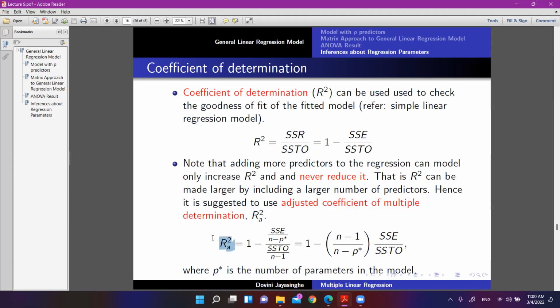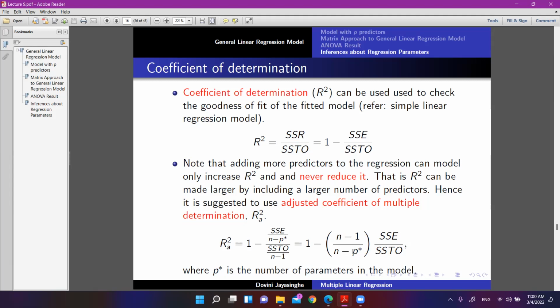R squared adjusted is given by this. So you have to know this formula, where P star is the number of parameters in the model. P is the number of predictors, P star is the number of parameters. If it is a very first order additive model, P star is always equal to P plus 1, but assume a case where you have interaction terms and all that. So it's not the case.